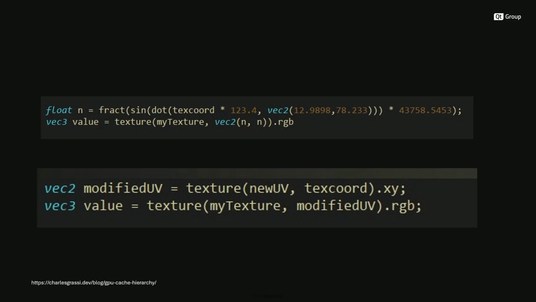Texture-dependent reads, which are used in flow maps and parallax, for example, can also cause slowness. So GPUs, as mentioned earlier, do work in warps or wavefronts.